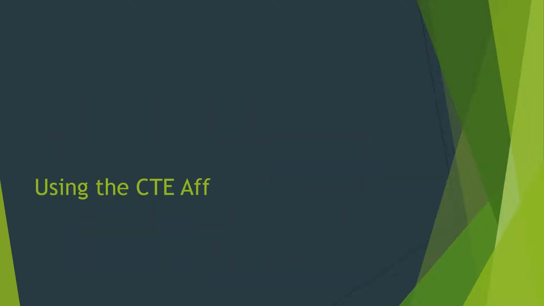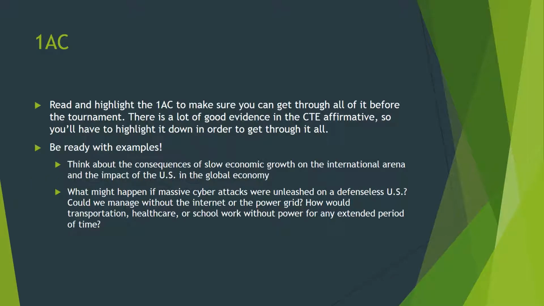So how do you use this case in a debate round? Well, in the first affirmative constructive, make sure to read and highlight the case before you go to a tournament. There's a lot of good evidence in this file, so you'll have to highlight it down to make sure you can get through it all during the first speech. Be sure to be ready with examples for cross-examination. Think about the consequences of a slowing economy on the international arena and the impact that the United States has on the global economy. Also consider what might happen if a massive cyber attack was unleashed on a defenseless United States.